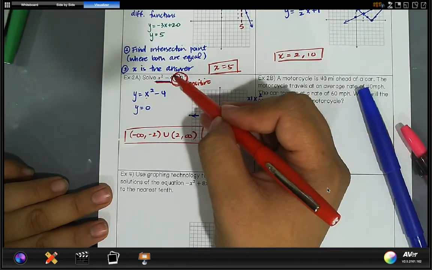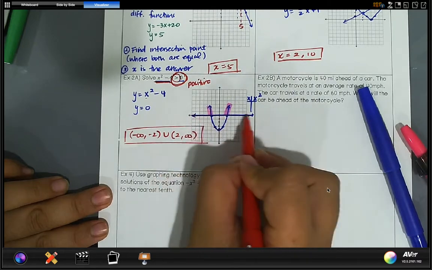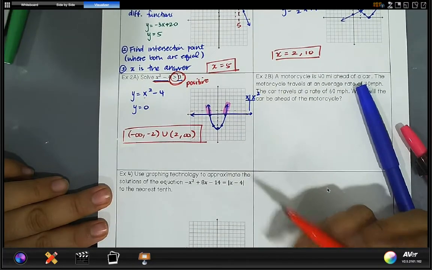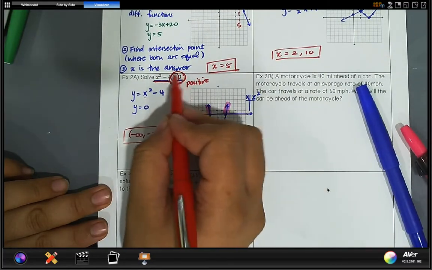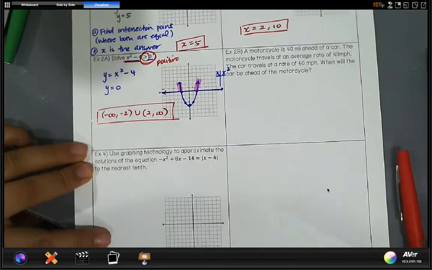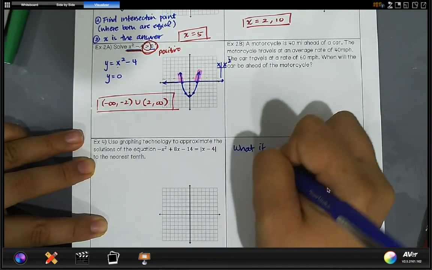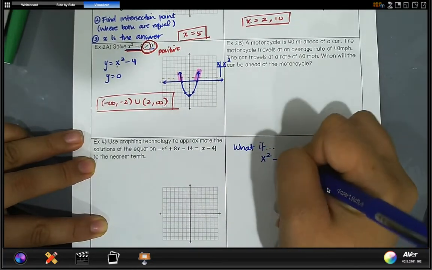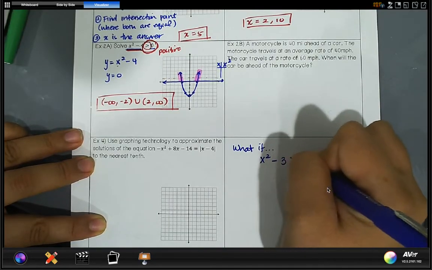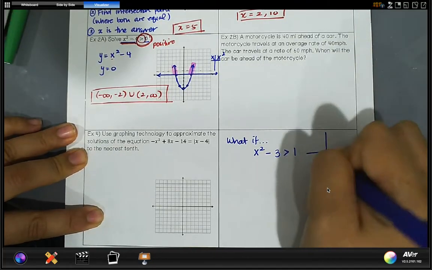If this said greater than 1, then you would shift this line above 1, and then it would be asking you, where is it above the 1? Or you could subtract the 1 over and then still solve for greater than 0 to figure out where it's positive. So let me write that down. So I'm going to say, what if I had x squared minus, let's say, 3 is greater than 1. Okay? So in this case, I would graph 1, 2, 3.